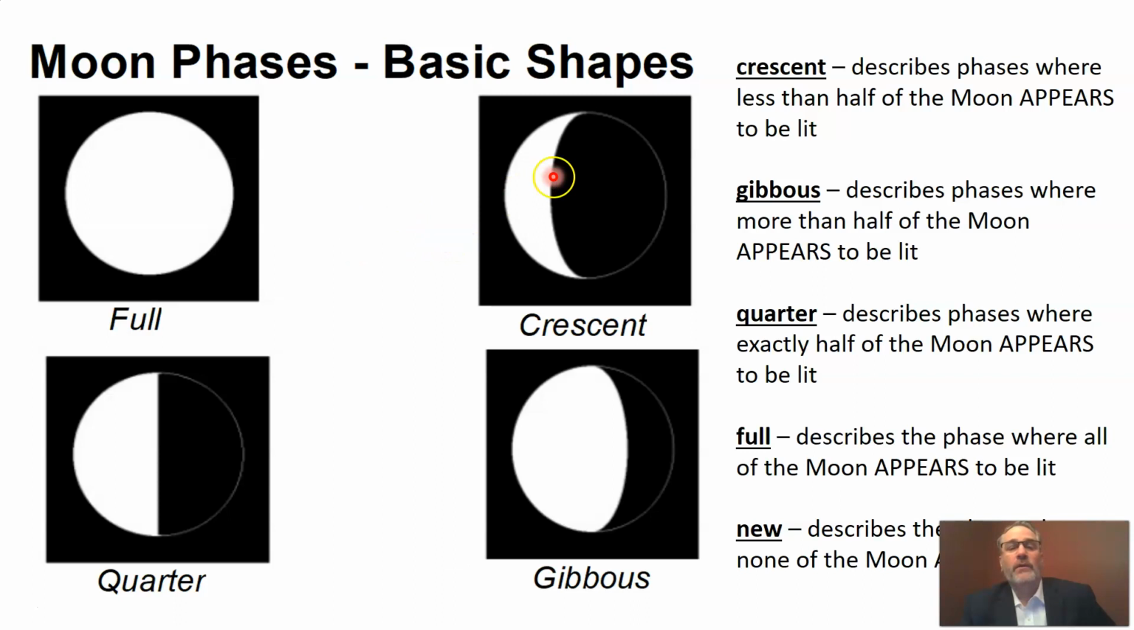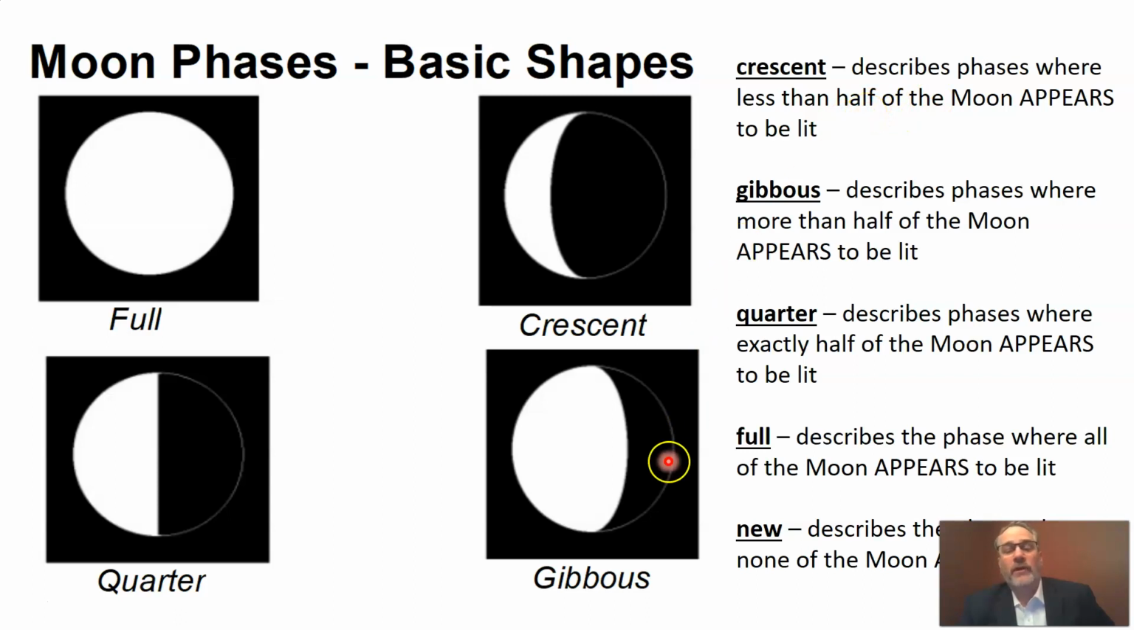So the first one, I want you to take a look at crescent. A crescent moon really just describes any moon where less than half appears to be lit. Now notice that word, appears to be lit. That's a big deal, because we know that half of the moon is indeed always lit. But a crescent moon is where less than half of the moon appears to be lit.